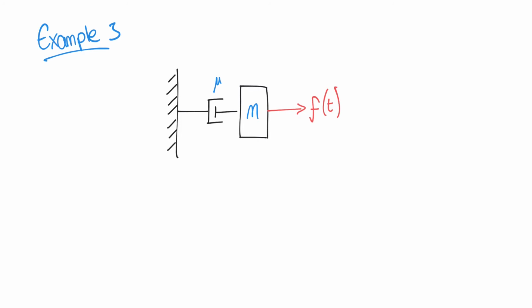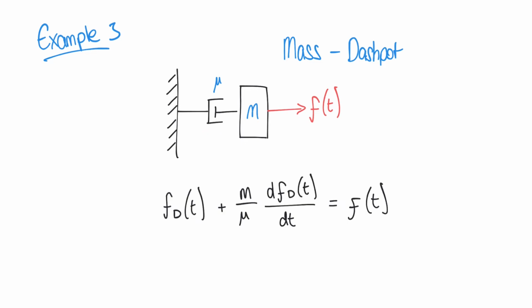Here's a third example, and in this particular example, this is a mechanical example, whereas the previous examples were electrical circuits. Here is a mass dashpot system, and it's another example of a first order differential equation where we took the input as the force applied to the system, F of t, and the output being the force on the dashpot, F d of t. And so we have this equation here.